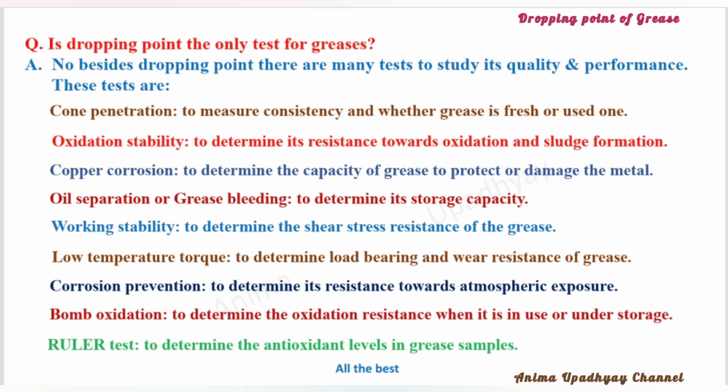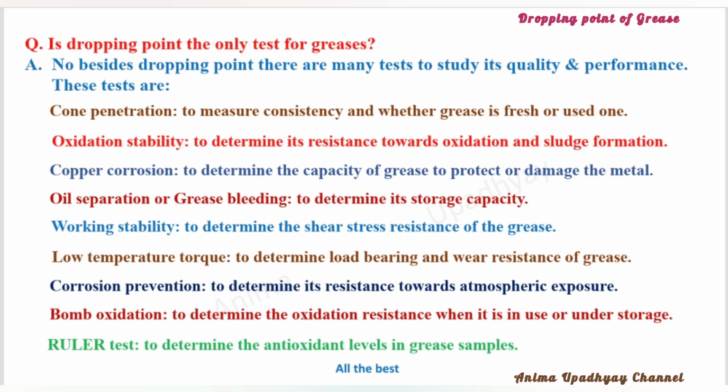It is used to determine the resistance of grease towards oxidation and sludge formation. Copper corrosion test. It gives us the capacity of grease to protect or damage the metal onto which the grease is applied. Oil separation test, which is also called grease bleeding test, is used to determine its storage capacity.